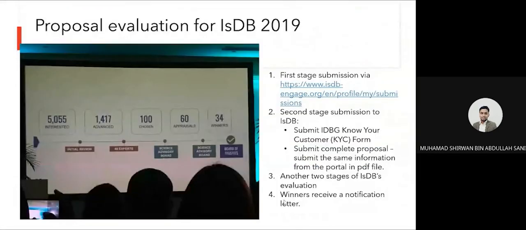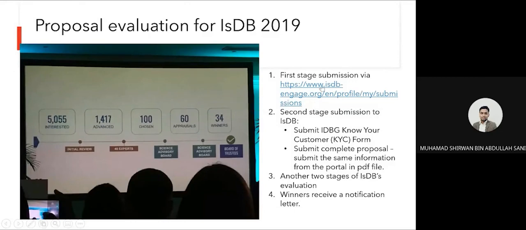Okay, and then post proposal evaluation, there are a few stages. For example, in 2019, you can see 5,000 applicants, and then the first stage, 1,400 have been selected, and then 100 have been chosen, and then 60 received appraisal, and 34 winners in 2019.